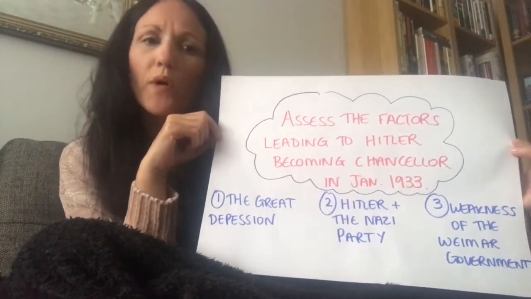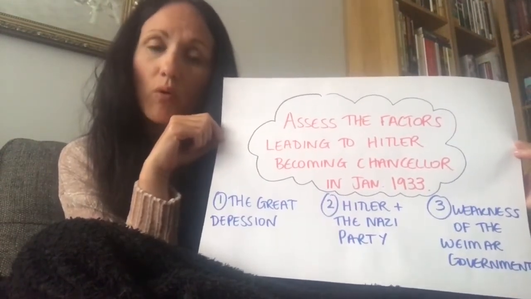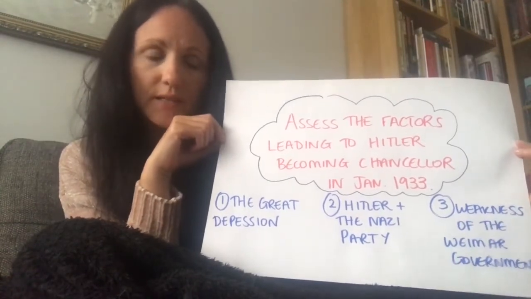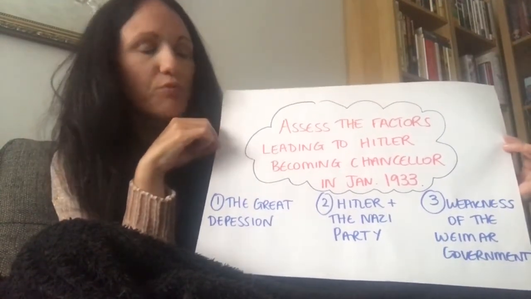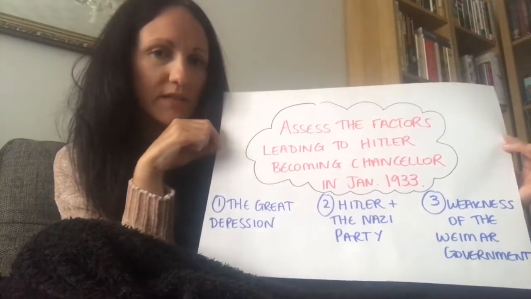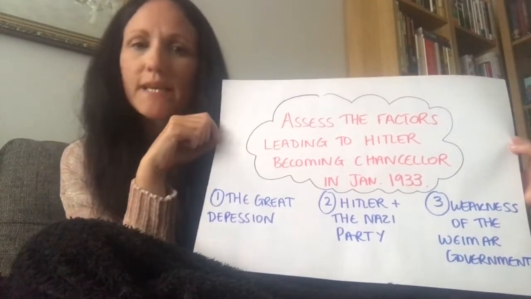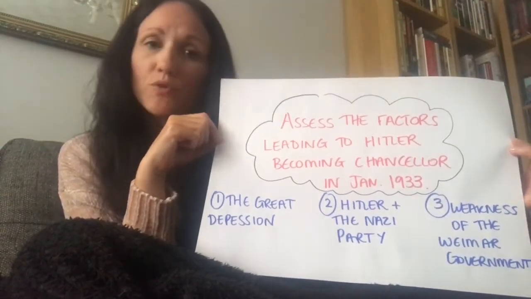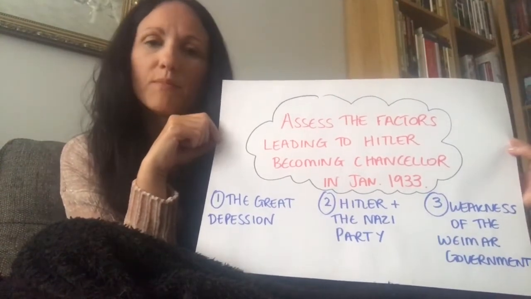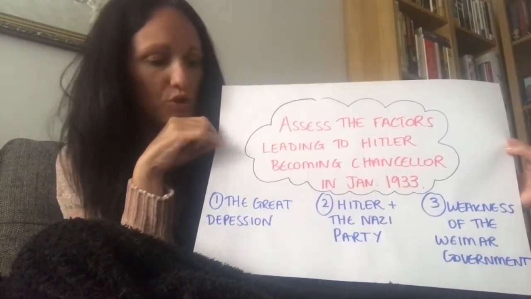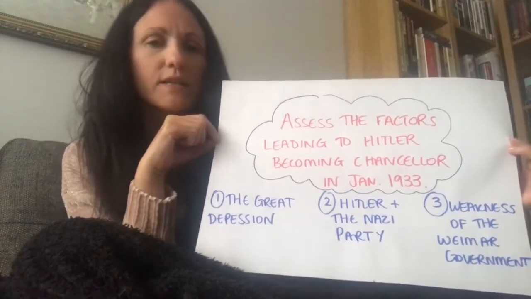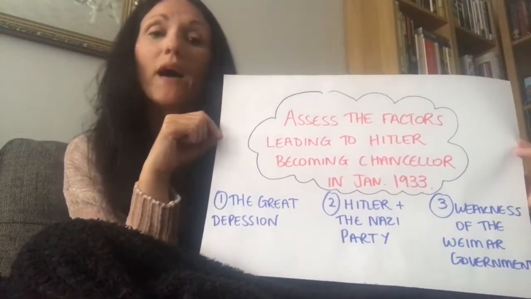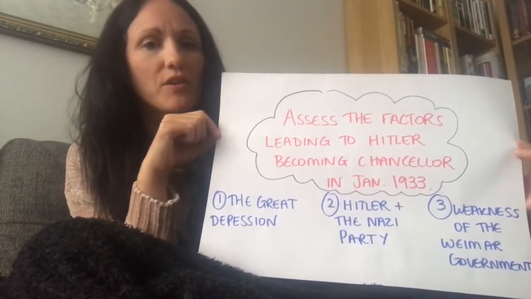Okay, what I would like you to do now, I want you to pause this video for a couple of minutes and think briefly about those 3 factors. Can you identify 1 or 2 arguments or bits of evidence that you could use in relation to each of those factors, explaining why and how they helped Hitler come to power in 1933?